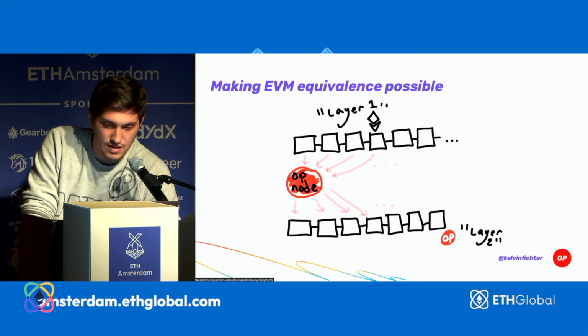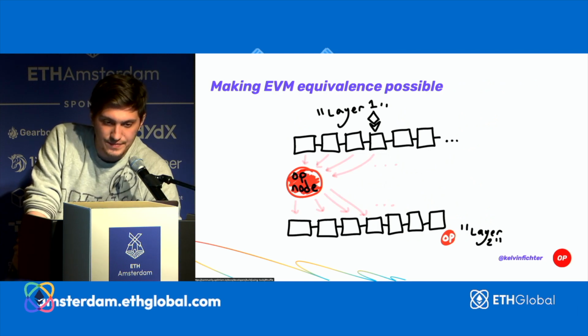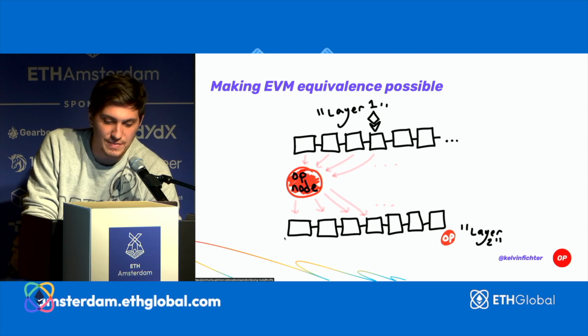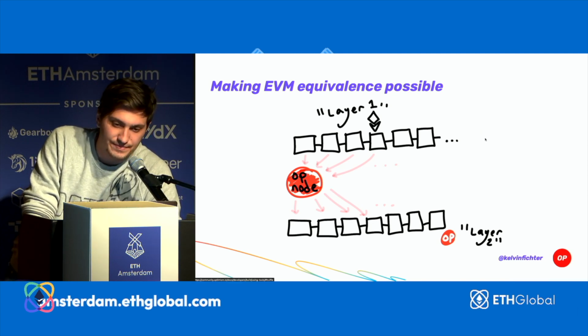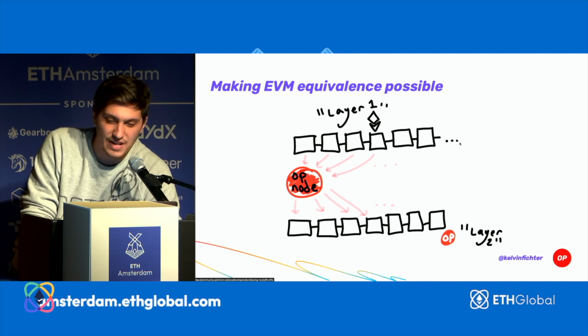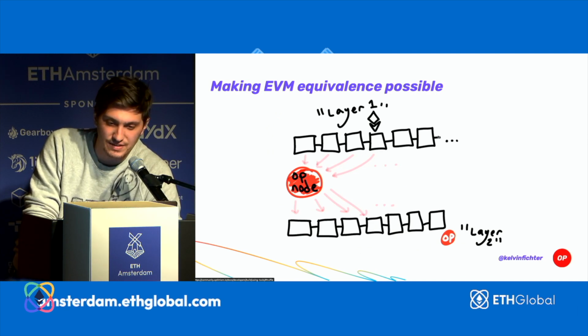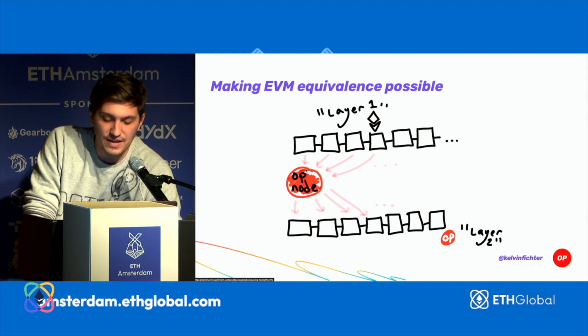Okay, so let's describe at a high level how this whole system even functions, because it's quite interesting. You have your layer 1, and your layer 1 is a blockchain, right? And then what we have is these two components.